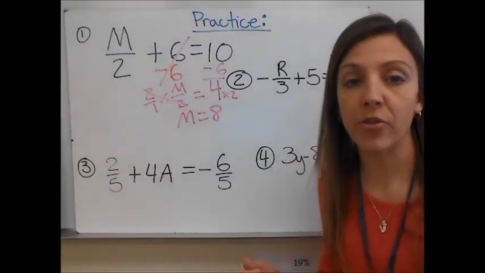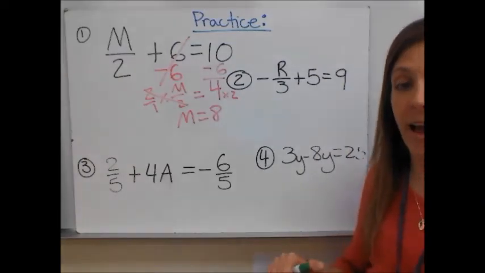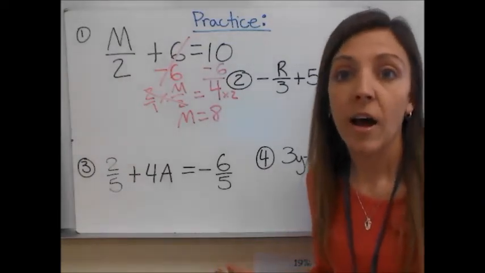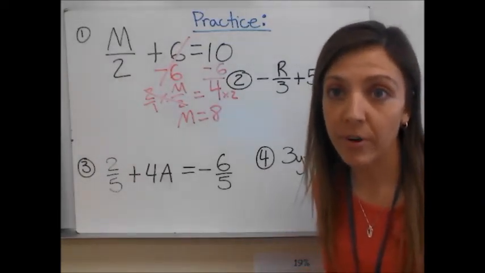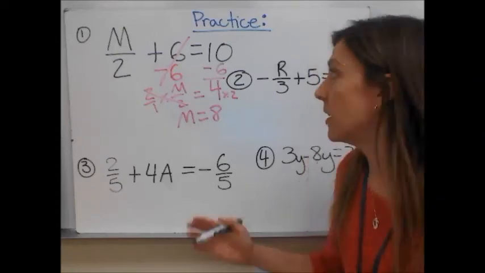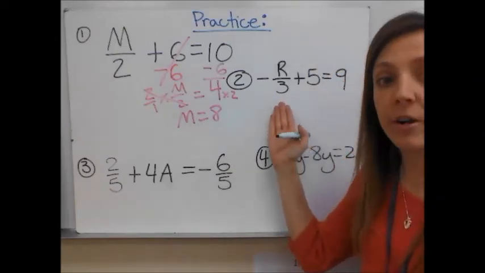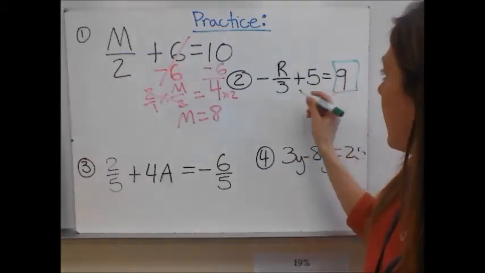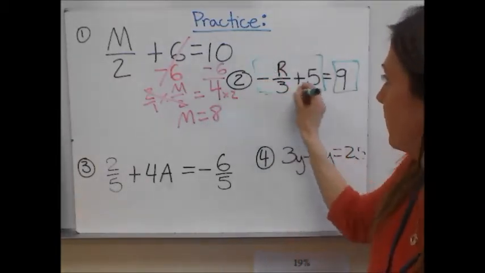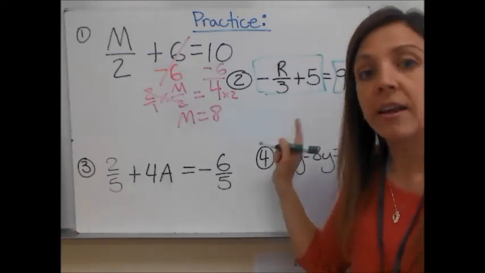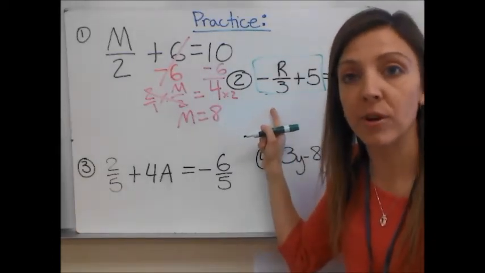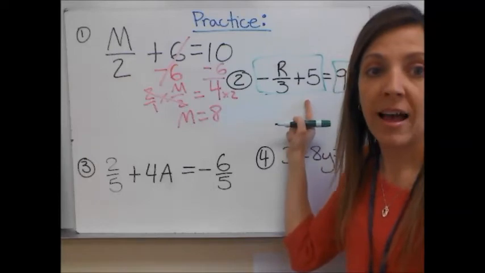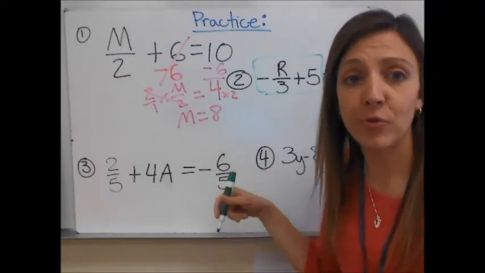Negative r divided by 3 plus 5 equals 9. All right, isolate the king variable using inverse operations, begin with addition and subtraction. Well, where's the king variable? The king variable is on the left side of the equal sign. I can box in my right side and my left side just so I can find where the king variable is located. He's on the left side, so I am going to start with addition and subtraction. This is plus 5, so I'm going to subtract 5.